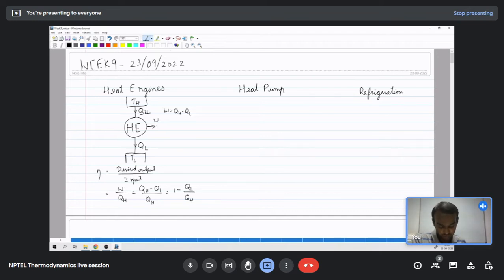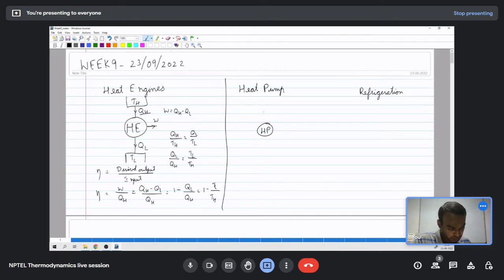From the second law of thermodynamics, we can say that QH by TH is equal to QL by TL. So the ratio between the heat transferred to the low temperature reservoir and that from the high temperature reservoir is the ratio of the temperatures of the cold and high temperature reservoirs, that is TL by TH. So efficiency is also given by 1 minus TL by TH. So that is about the heat engines. Next we have the heat pump.